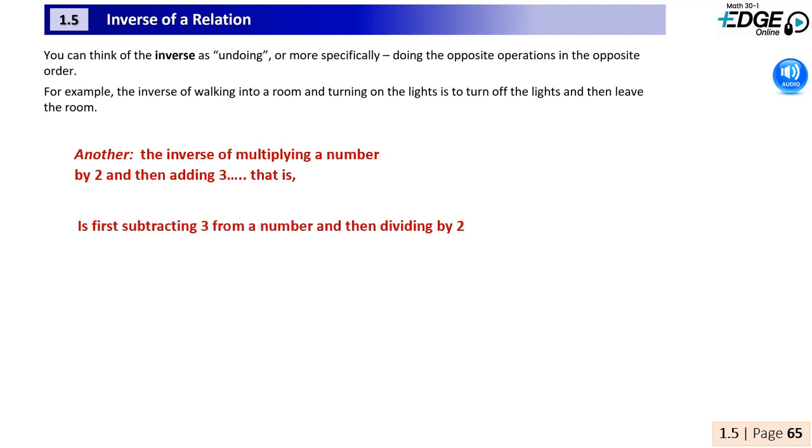If we think of a mathematical operation, such as multiplying a number by 2 and then adding 3, its inverse would be subtracting 3 and then dividing by 2. Notice that not only are the operations opposite, but they are also performed in the opposite order. We could represent the first as multiplying x by 2 and then adding 3, and the second by subtracting 3 from x and then dividing by 2. So these functions could be considered inverses.